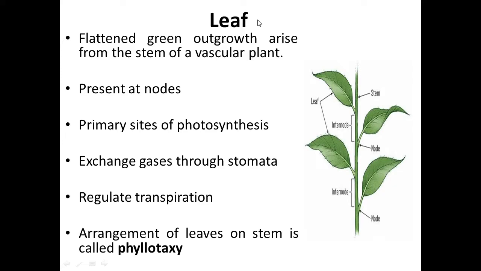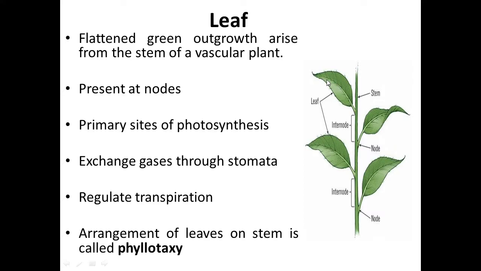So first of all, what is leaf? Leaf is a flat and green outgrowth that arises from the stem of a vascular plant. Leaf is always present on the nodes, and the area between two nodes is known as internode. Leaves are the primary site of photosynthesis and prepare food for the plant.